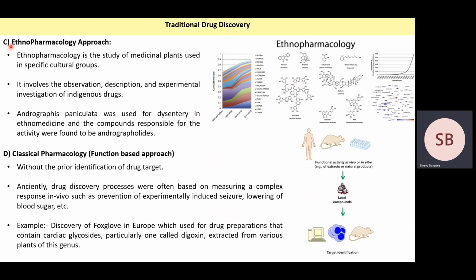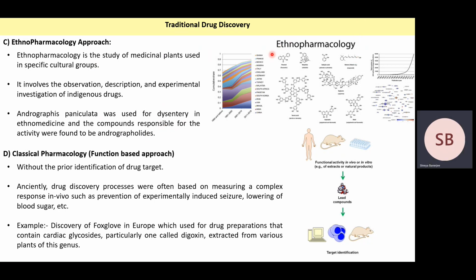The third kind of traditional drug discovery is known as the ethnopharmacology approach. Ethnopharmacology is the study of medicinal plants used in specific cultural groups. It involves the observation, description, and experimental investigation of indigenous drugs. For example, Andrographis paniculata was used for dysentery in ethnomedicine, and the compounds responsible for the activity were found to be andrographolides, which are basically used to treat dysentery.